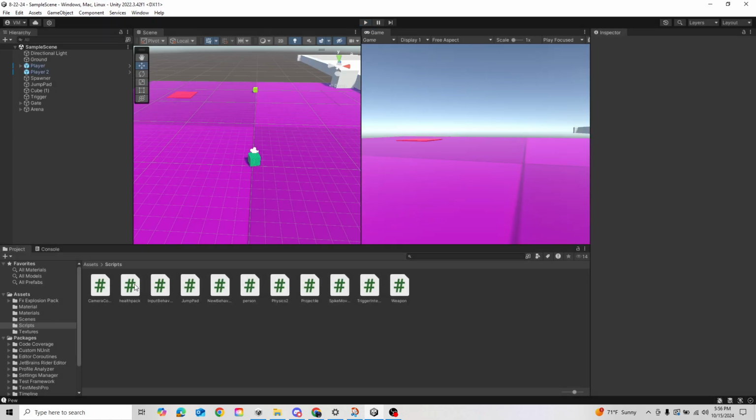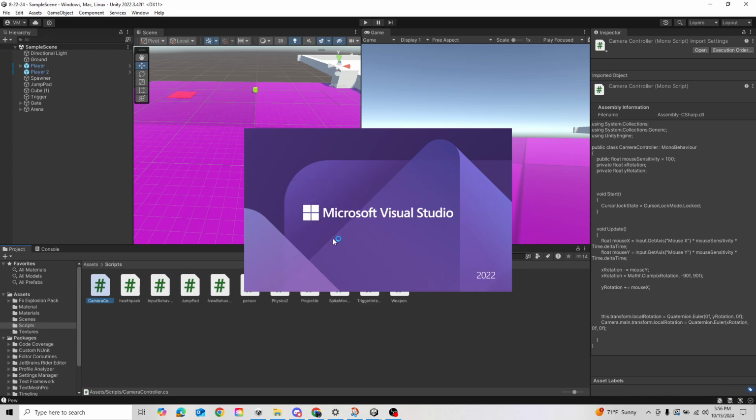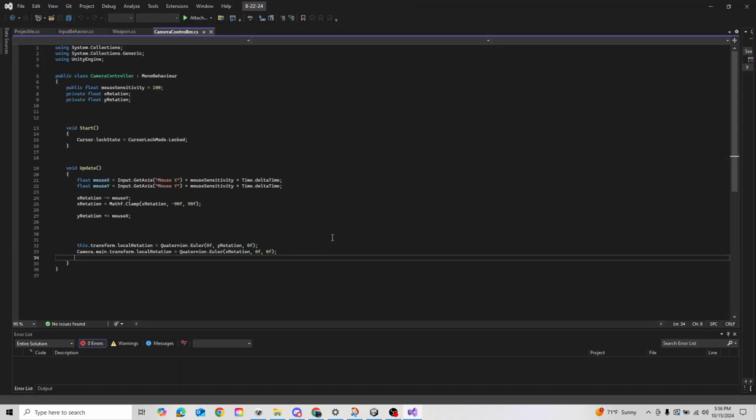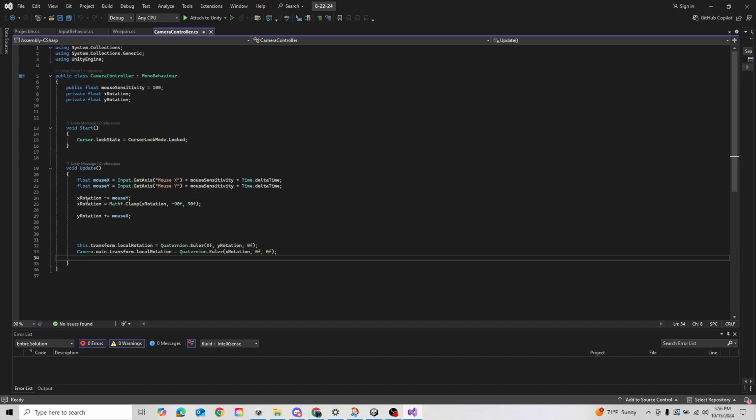Going over the camera controller script, just to show that I recall how it works, we're using Input.GetAxis on mouse X and mouse Y position with the delta time to basically keep track of where the mouse is moving, and then we have the rotation. We have Mathf.Clamp, which keeps our camera from just going around and around when we scroll up, like we went over in the lecture.